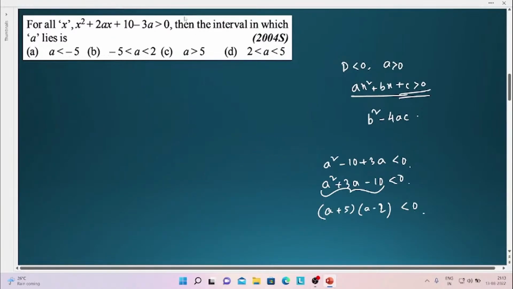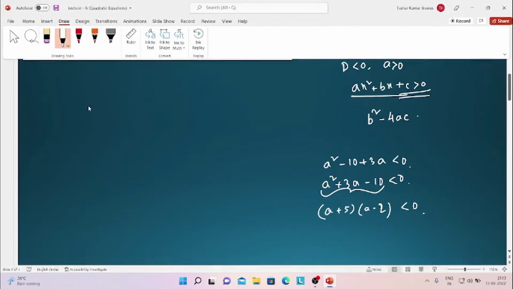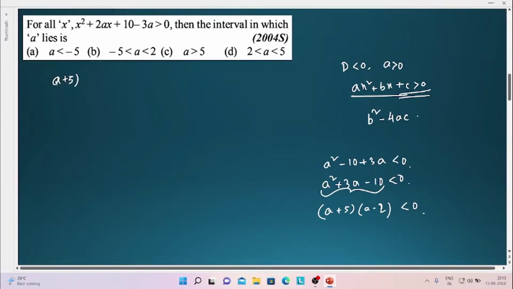So let me first delete that part. So the inequality given to you is a plus 5 times a minus 2, which is less than 0. If we put the first factor equal to 0, we will get a equals minus 5. And if you put the other factor equal to 0, we will get a equals 2. So let me plug in these values on the real axis. Minus 5 will be somewhere around there, and 2 will be somewhere around there.